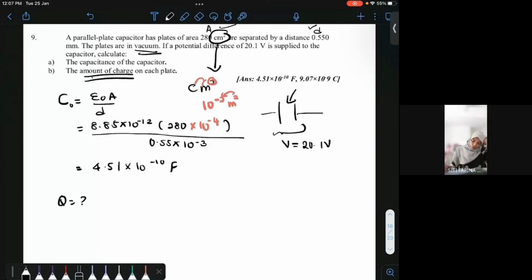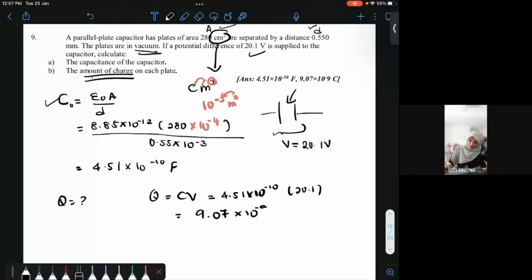Nak tahu Q is equals to CV, yang paling basic. Okay, C dah ada, V dah diberi dalam soalan. So, this empty capacitor, iaitu without dielectric, can store charge up to this much, iaitu 4.5 times 10 negative 10 darab dengan 20.1. So dia boleh store charge sebanyak 10.